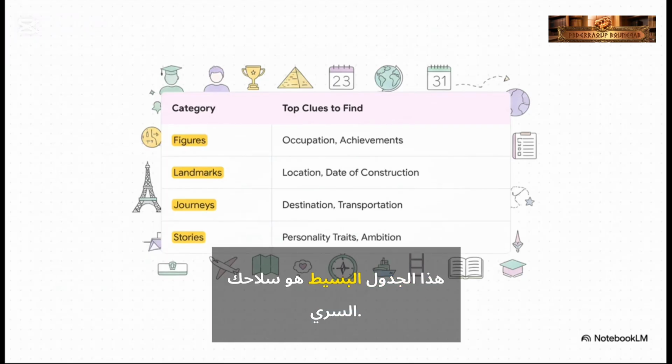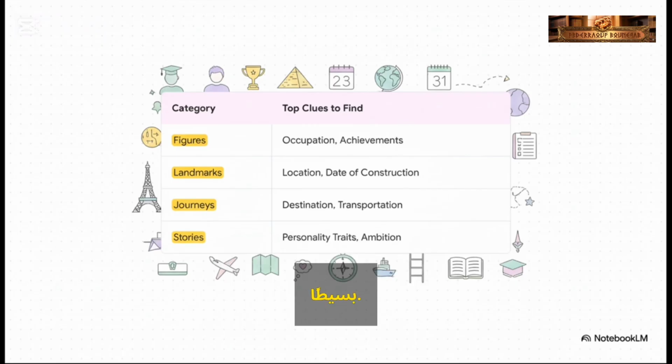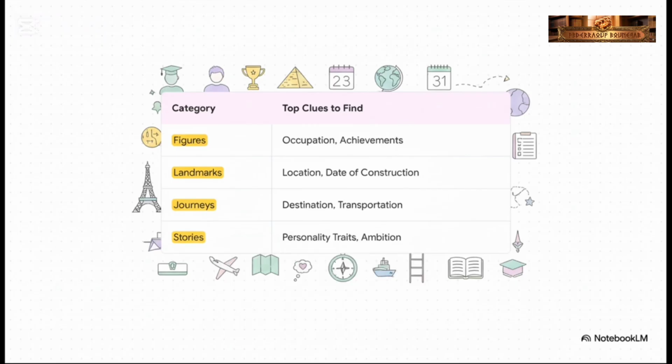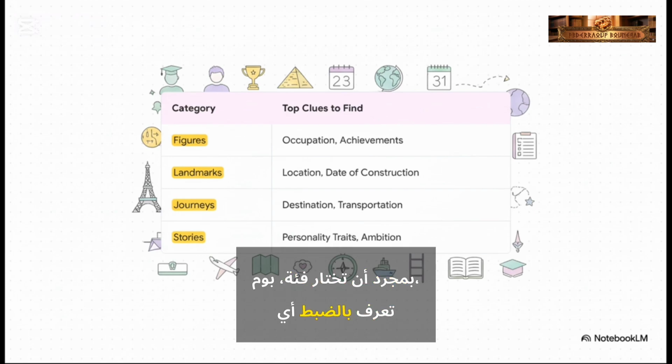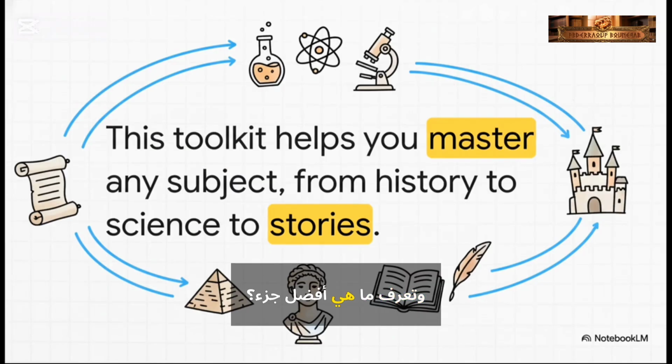This simple table is your secret weapon. When you start reading, just ask yourself one simple question. Am I reading about a person, a place, a journey, or a personal story? Once you pick a category, boom, you know exactly which clues to start hunting for. It's that easy.